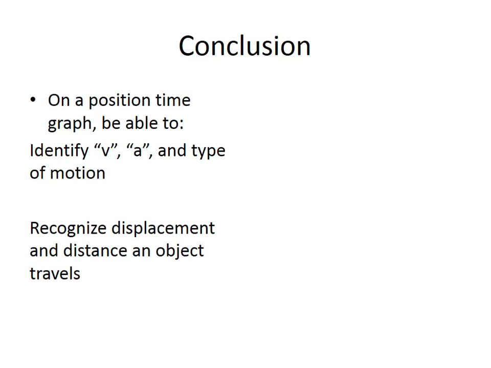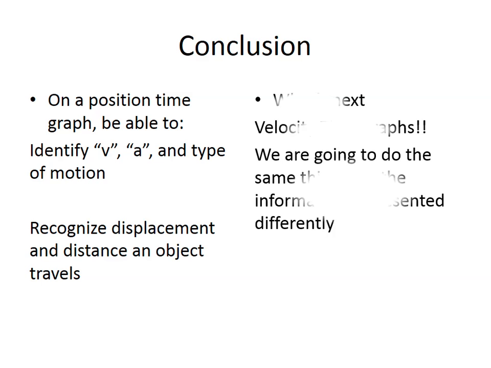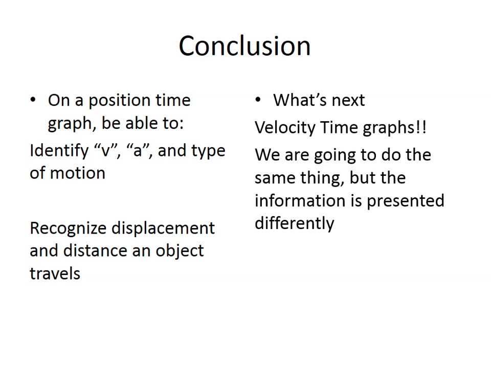All right, so to finish it up on a position time graph, you're going to have to be able to identify velocity, acceleration, and type of motion, and then you're going to have to recognize displacement and distance the object travels. We're going to look at velocity time graphs in the next video.